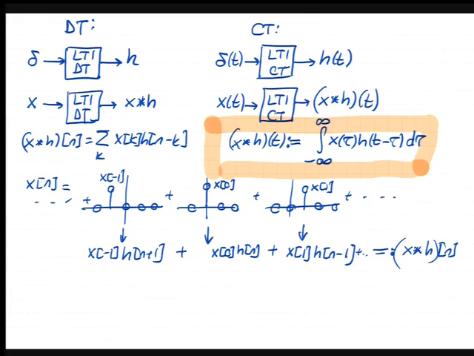In the notes, you will see that the 5 properties of convolution we discussed at the beginning for discrete time hold the same exact way for the continuous time convolution as well. I didn't get to it, but please do read those, okay?